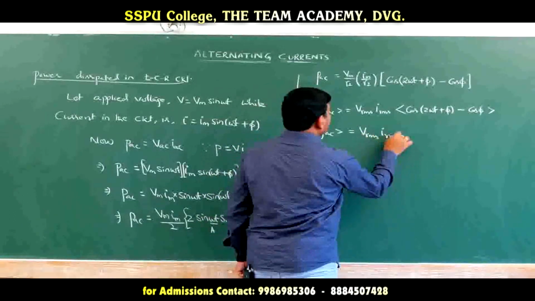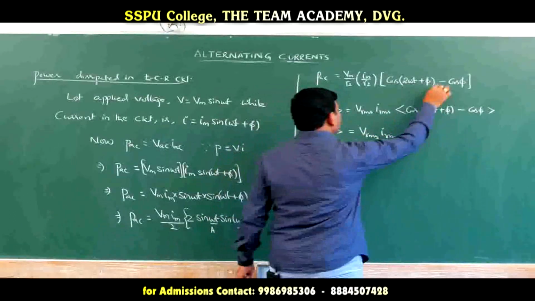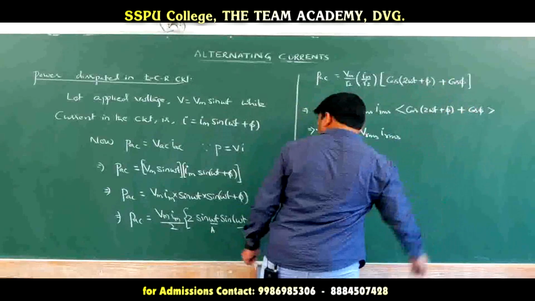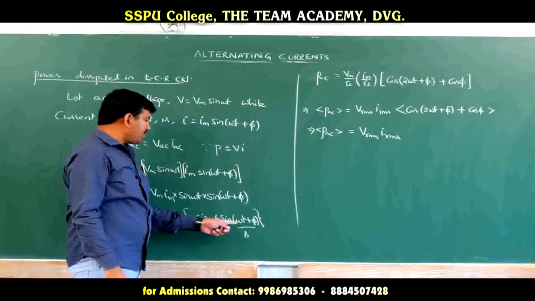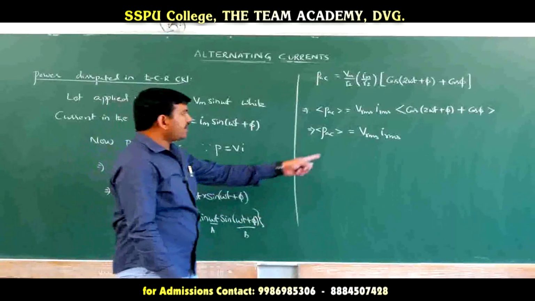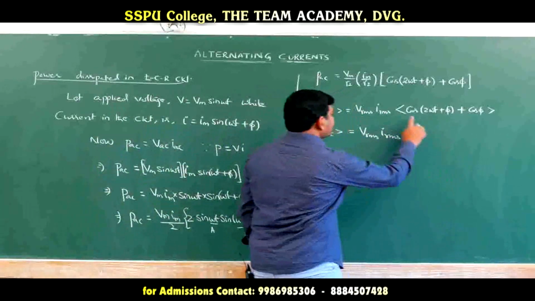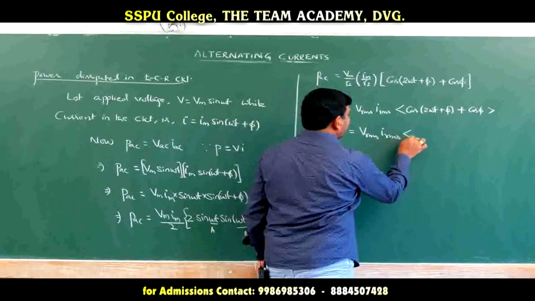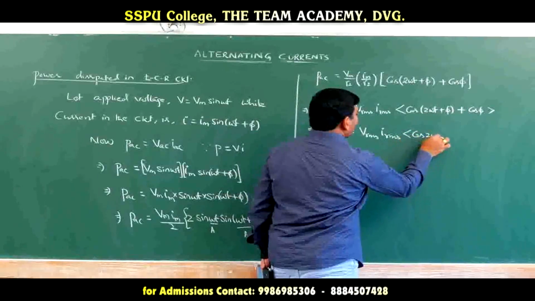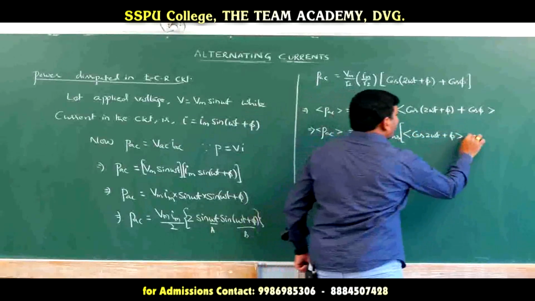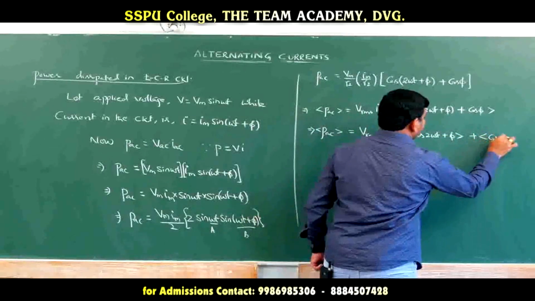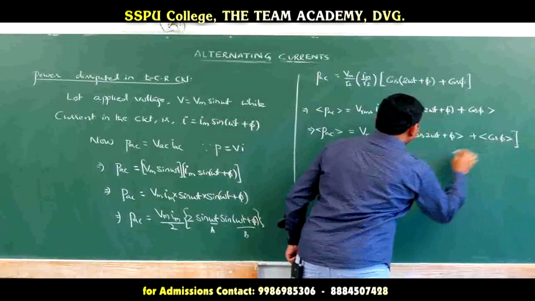sorry, this value will be φ. So 2 sin A sin B is nothing but cos of A minus B minus cos of A plus B. Then I can write it like this. So what is this term? This is the average value of cos(2ωt + φ) plus the average value of cos φ. Like this I can write.